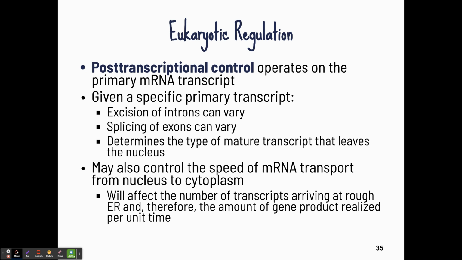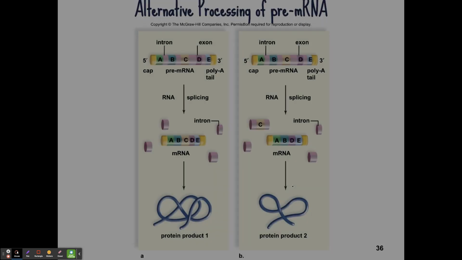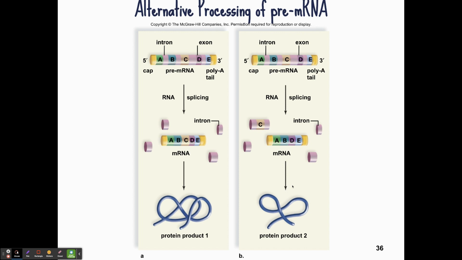It may also control the speed of mRNA transport from the nucleus to the cytoplasm. It'll affect the number of transcripts arriving at the rough ER and therefore the amount of gene product released per unit time. If you think about it, the longer the strand is, the longer it takes to splice out the exons and put the introns together. The shorter the strand is, the easier it is to take out the exons, and that helps vary the time. As we see here, here's our alternate splicing. We're splicing different areas in or out.